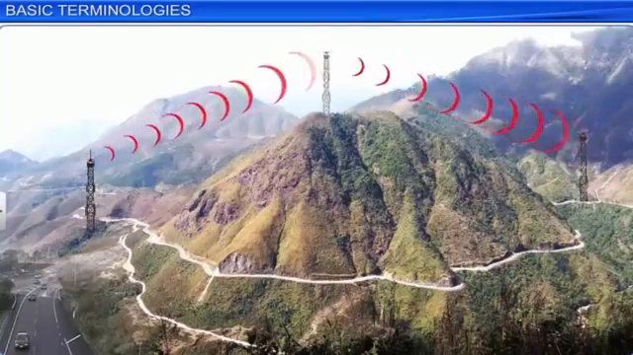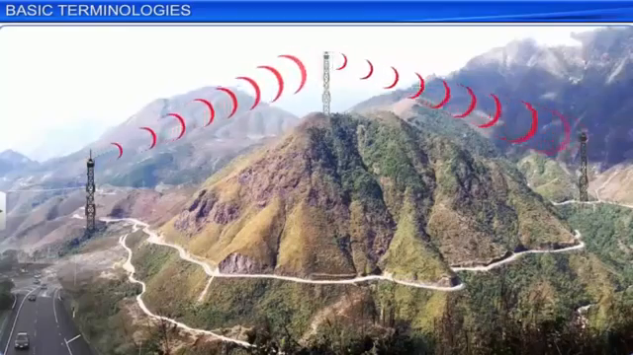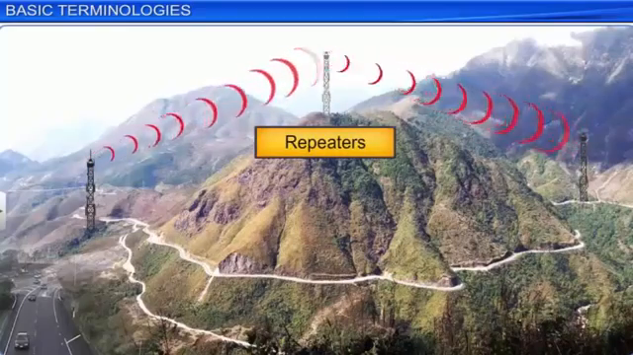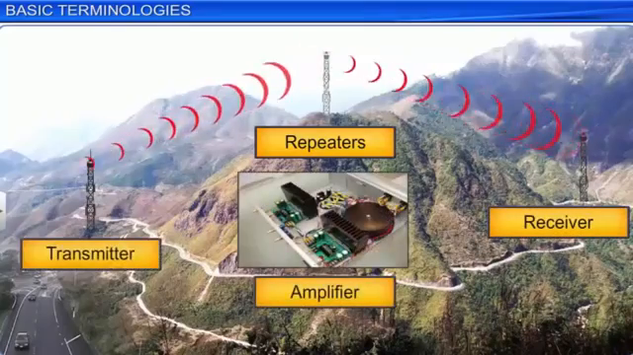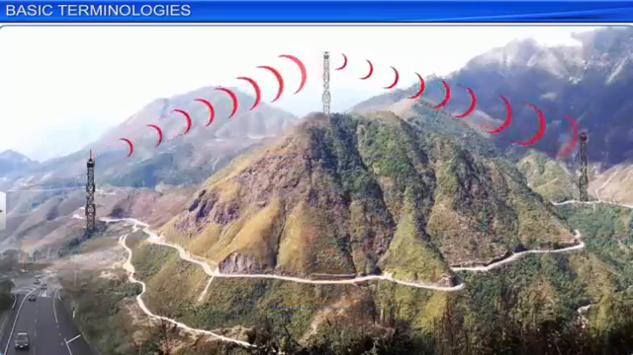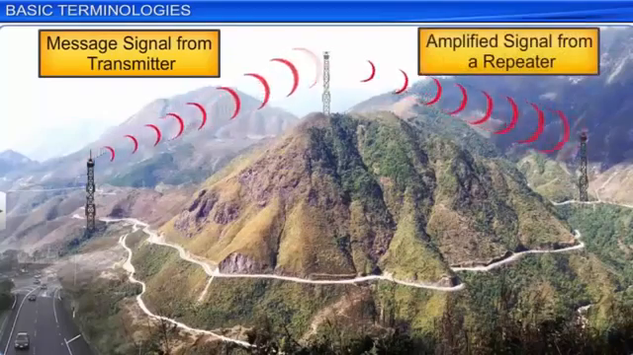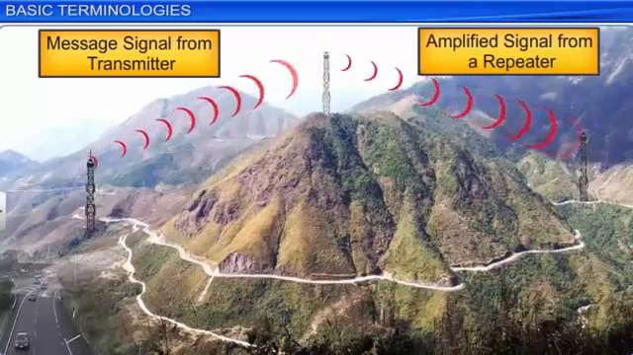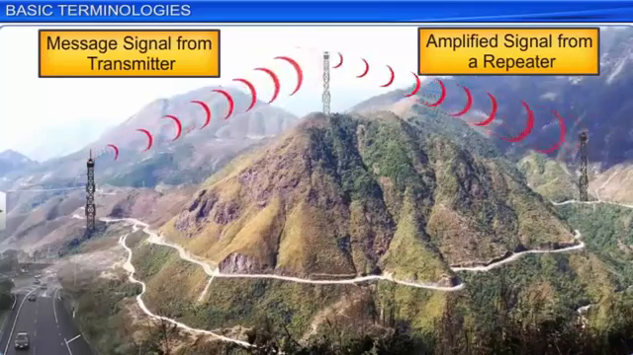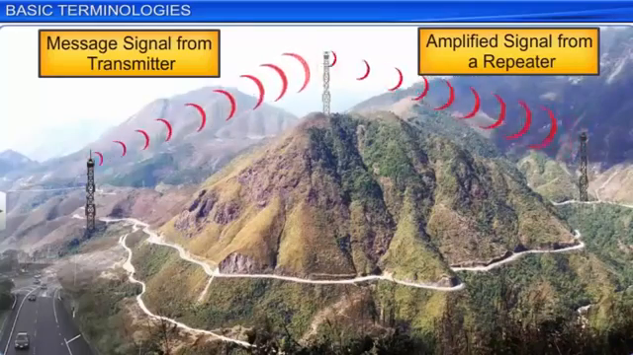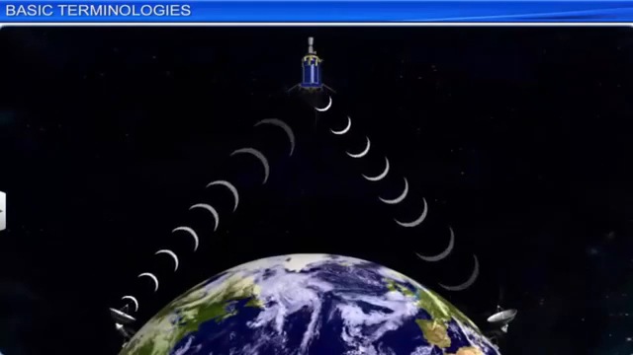To further increase the range of a signal, we use devices called repeaters. A repeater is a combination of a receiver, an amplifier, and a transmitter. A repeater receives signal from a transmitter or another repeater, amplifies it, and transmits to another receiver, at times with a changed modulation. Using multiple repeaters, the range of a signal can be increased to a very large extent. Communication satellites in space are examples of repeaters.